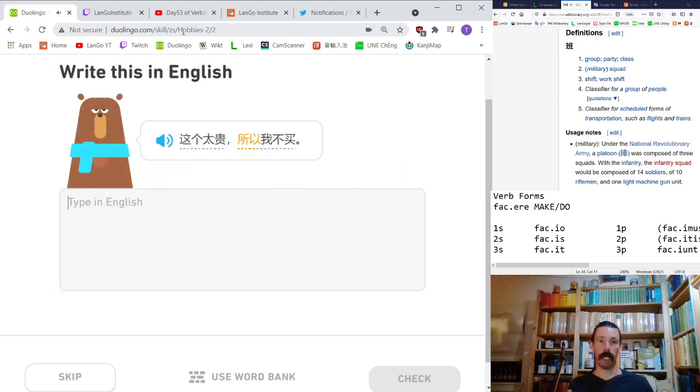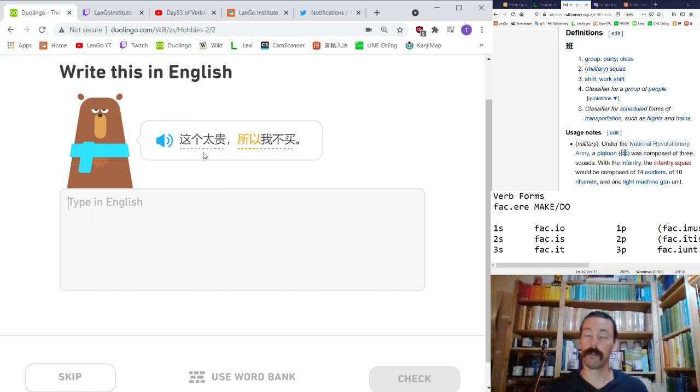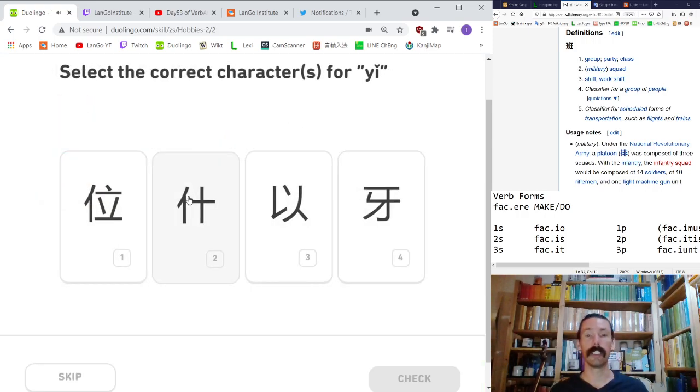这个太贵,所以我不买. This 所以 is a really wonderful construction, inherited from classical old Chinese. So yi is that by means of. So this expression, 所以, means that is the reason by which it is thus. 这个太贵. This is too expensive. 所以, that's the reason why. So 我不买. I won't buy it. 以. Alright, from the left, 魏. 神. 以. 牙.